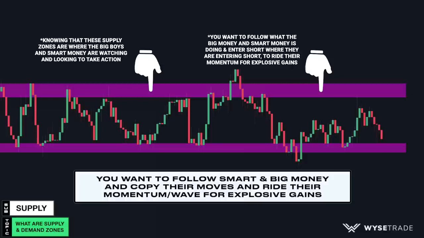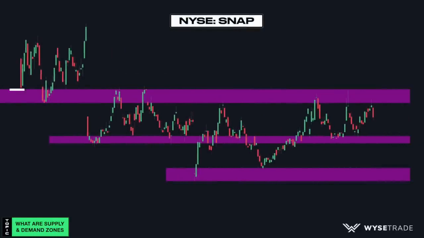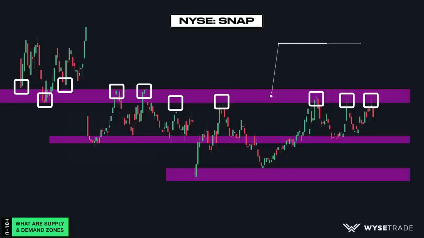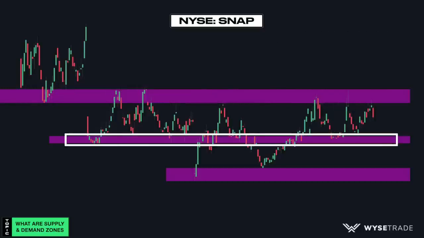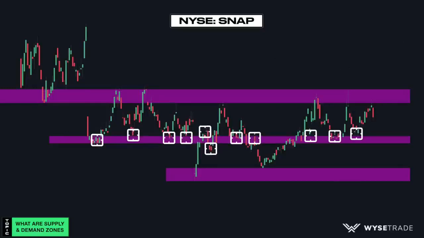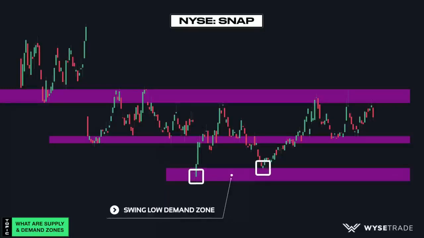So let's show this again. This is the Snapchat stock. This zone here has acted as demand here and supply here. Notice how many times price reacted to the zone. This zone here is a demand zone. Again, notice all the reactions to this zone on many separate occasions. And down here, a swing low demand zone with these two reversal points.